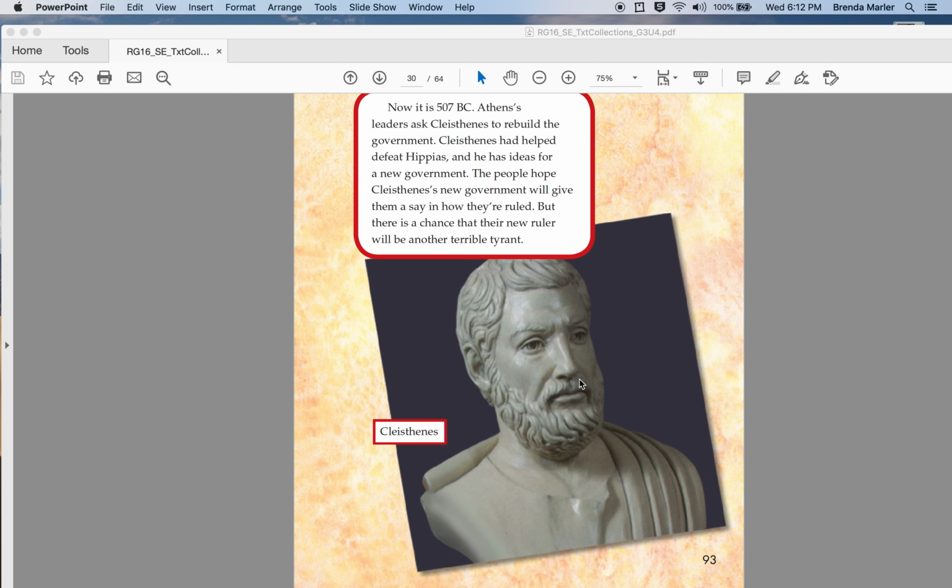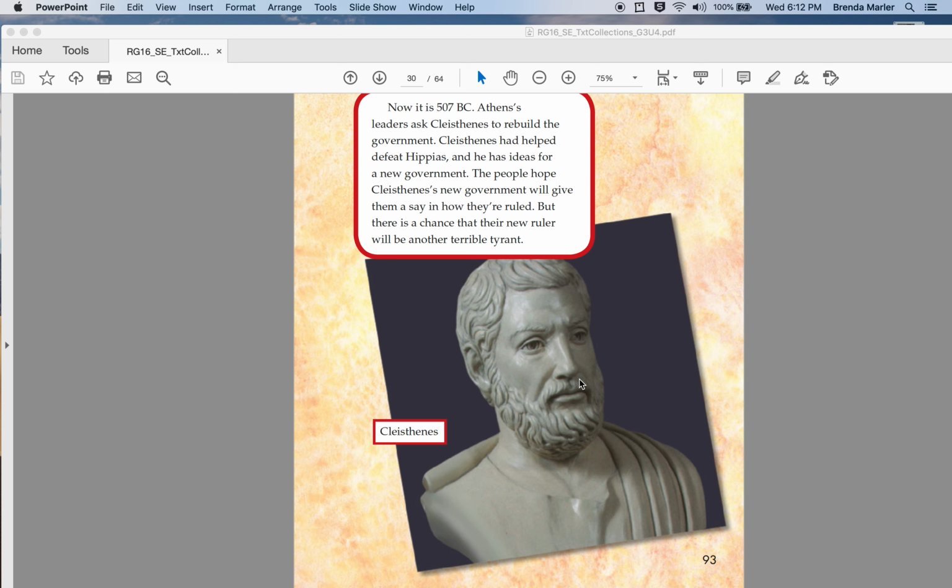Now it is 507 BC. Athens leaders ask Cleisthenes to rebuild the government. Cleisthenes has helped defeat Hippias, and he has ideas for a new government. The people hope Cleisthenes' new government will give them a say in how they are ruled. But there is a chance that their new ruler will be another terrible tyrant.